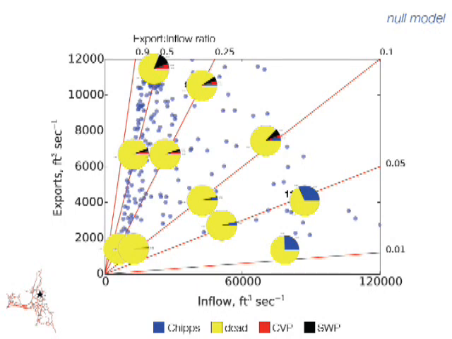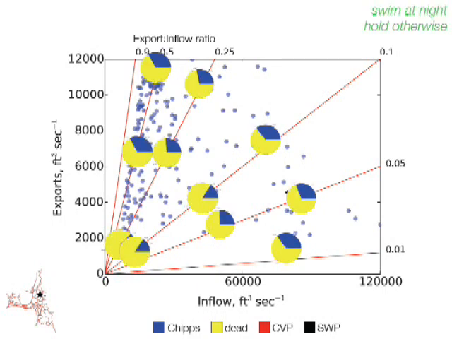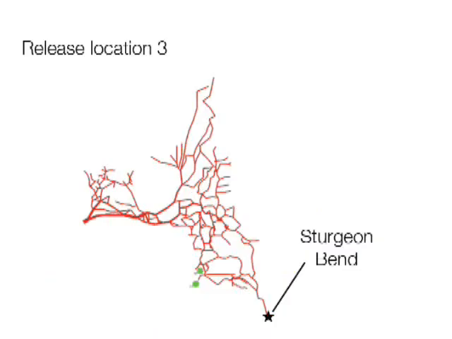The pattern with the passive model is similar: as you have higher exports, more of them get entrained, and as you have higher inflows, more of them are able to make it through the system. Now that we've given them a head start, the really aggressive STST behavior shows a lot of them making it to Chips Island. So already you're seeing that behavior really makes a big difference here. For this release location, the diurnal swimming behavior with advection is just slightly less effective at getting the fish through the system.